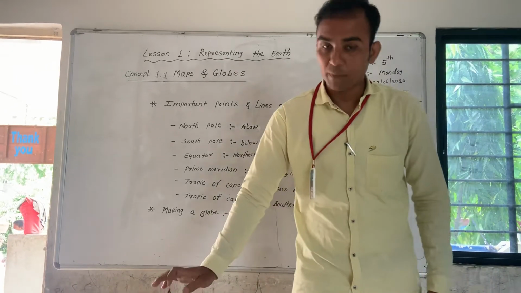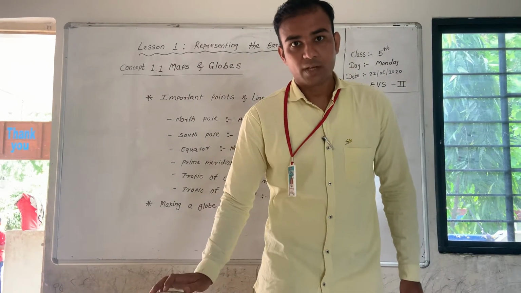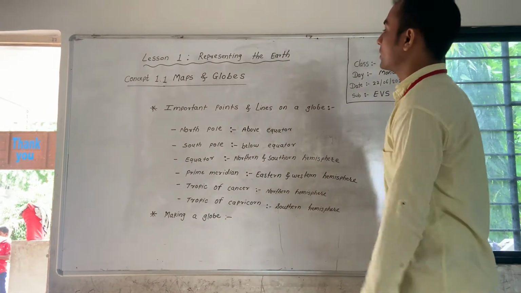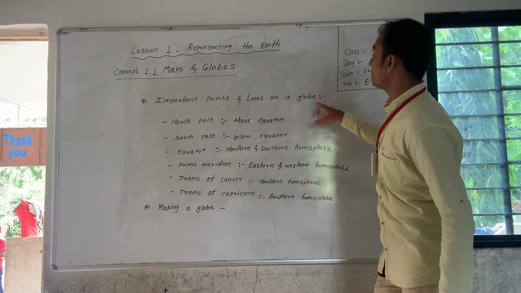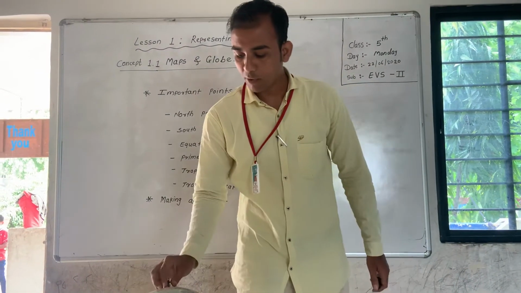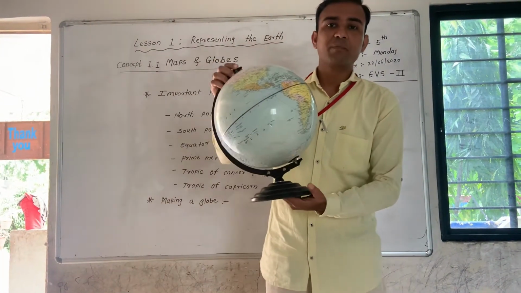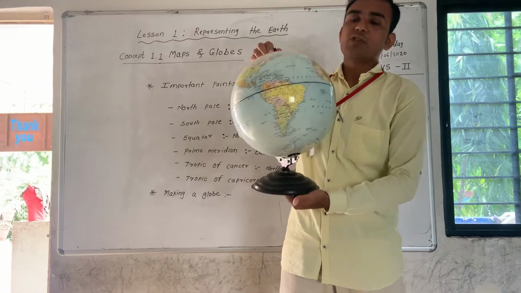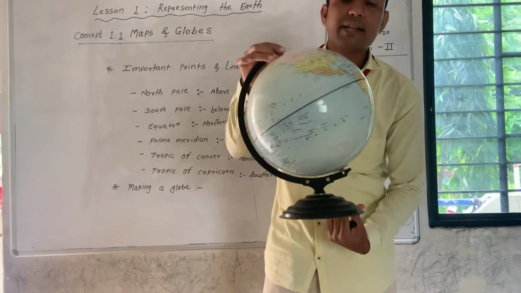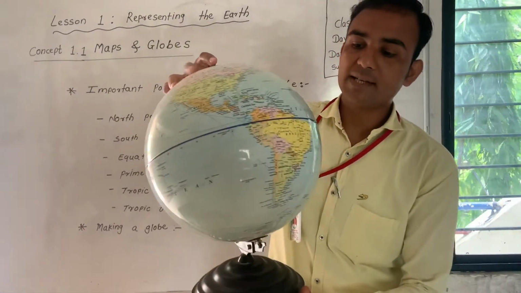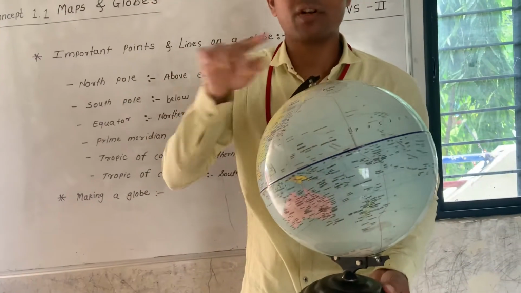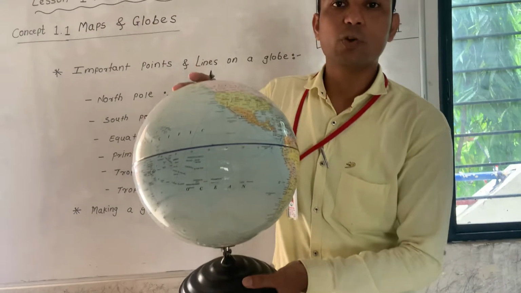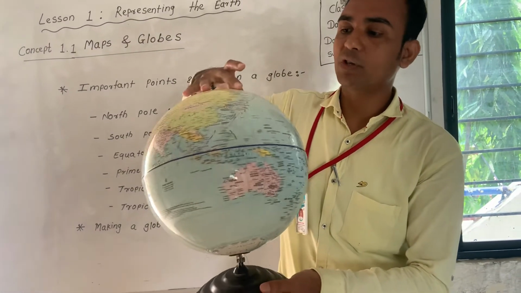That is called a globe, a three-dimensional figure. Today we are going to discuss the important points and lines on a globe. Now we are going to learn about this globe, which also represents the earth. The map is a two-dimensional figure, and the second one is the globe. We are going to discuss the globe today.